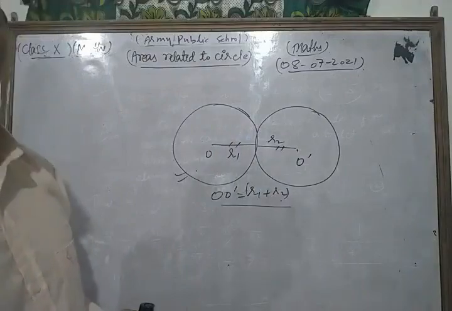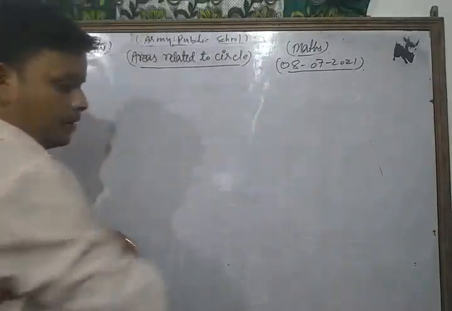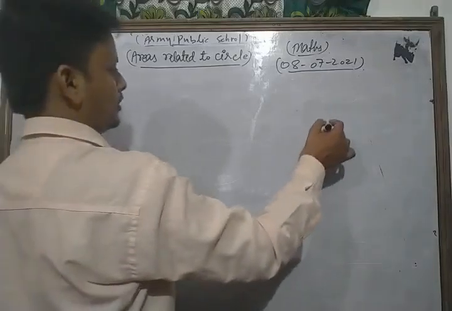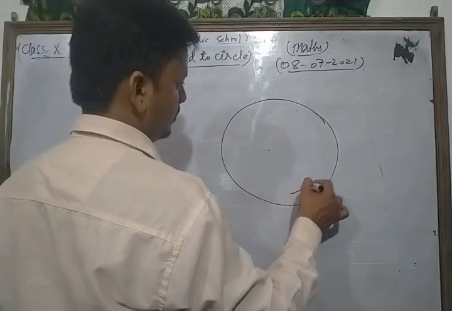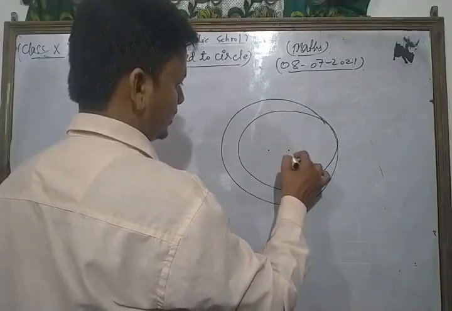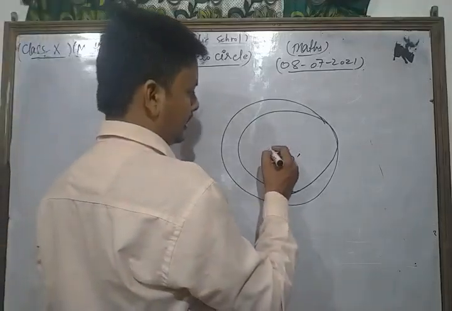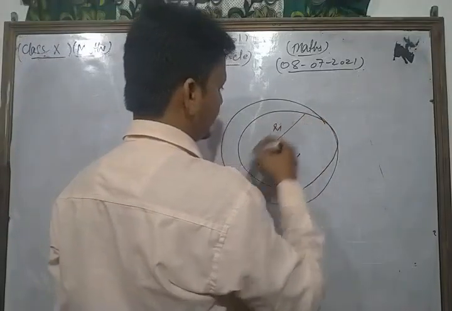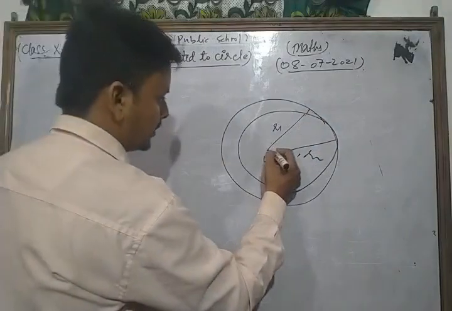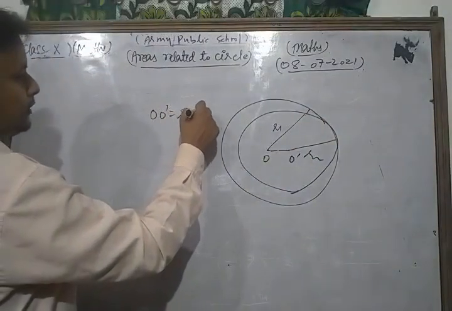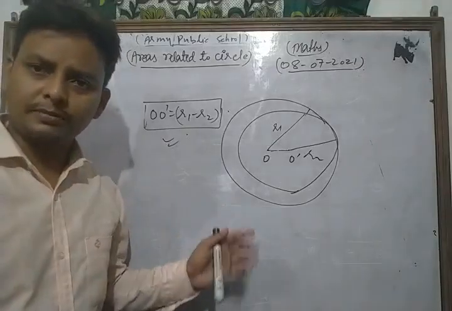Now dear friends, if two circles touch internally, suppose r1 is the radius of the first, bigger circle, and r2 is the radius of the second, smaller circle. Then the distance between their centers is equal to the difference between their radii, r1 minus r2. So this is the concept of that topic.